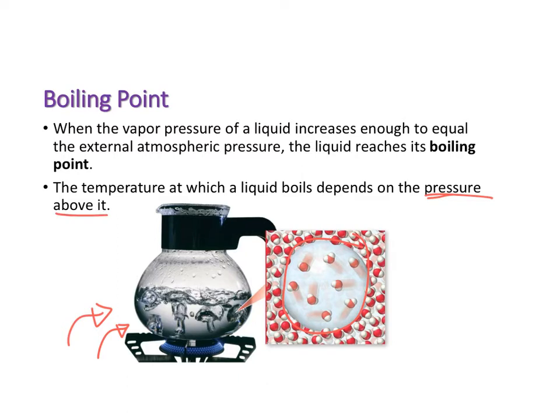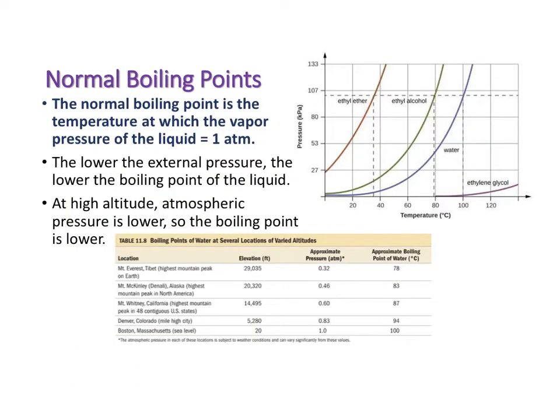So whenever the vapor pressure of a liquid increases enough, right, because this is an open container and the vapor pressure will keep increasing. It's not going to stay constant the way that a closed container will. The vapor pressure will keep increasing until it is equal to the external pressure above it, atmospheric pressure. Whenever these two are equal, the vapor pressure of the liquid and the external atmospheric pressure, that is whenever the liquid reaches the boiling point.